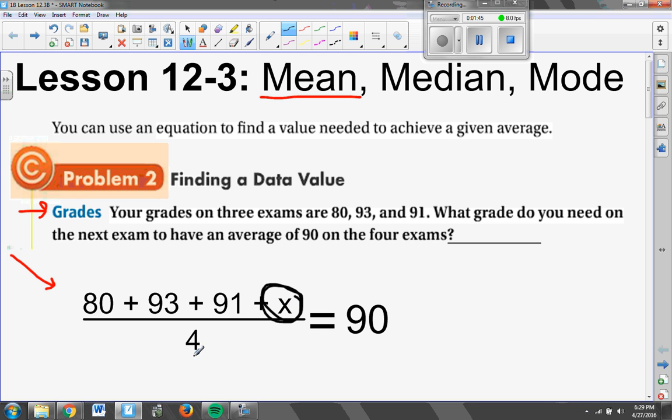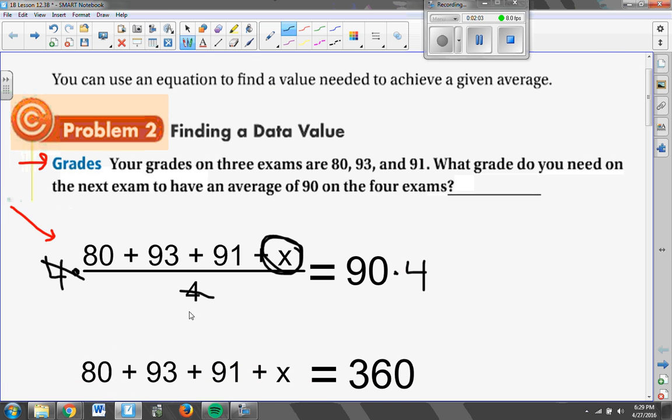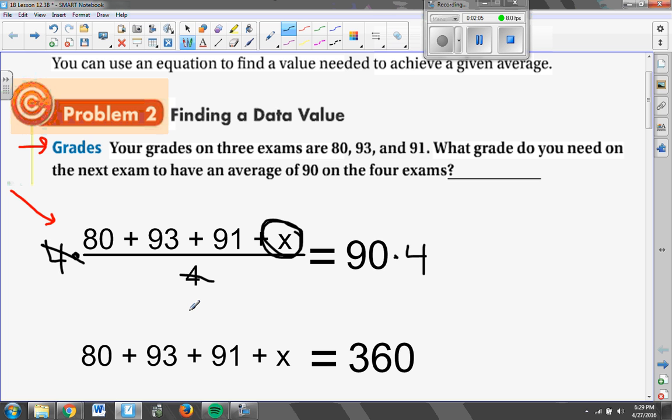So the first thing I want to do is get rid of this 4 down here. I want to undo the dividing so that I know what my 4 test scores actually need to add up to. So I'm going to multiply both sides by 4, which will cancel out these 4's, and then I'll times the 90 as well by 4. So I end up with this equation here. My 4 test scores added together need to equal 360, so that when I divide by 4, I get my average of 90 like I want.